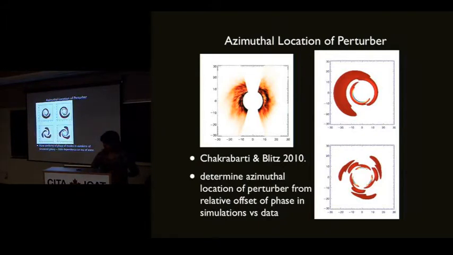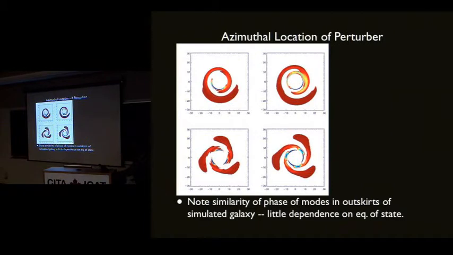So this is the phase of the modes from a couple of the best fit simulations. I'm varying here the equation of state from isothermal to an equation of state where you have energy injection from supernovae. I know that this is the isothermal one because it has a higher density contrast in the inner regions. But what I want you to notice here is that they're very similar in the outskirts. Okay? Why is that? We already talked about it.